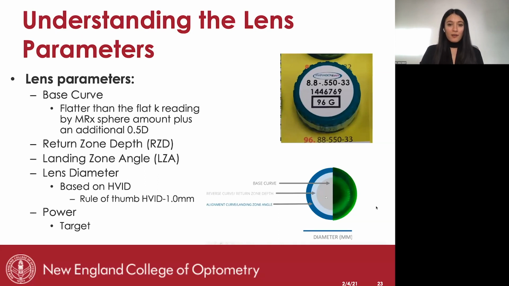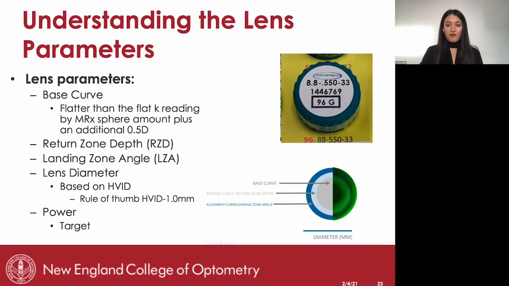So just talking about the parameters when it comes to the Paragon design. So this is kind of what the case here looks like. So you have your base curve, which is flatter than the flat K reading by the manifest refraction sphere, plus the additional 0.5 diopters. So that's how they come up with that number. You don't have to worry about knowing how they come up with that number, but if you're interested, this is how it kind of works.